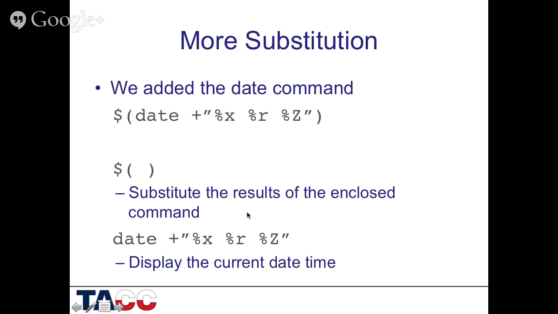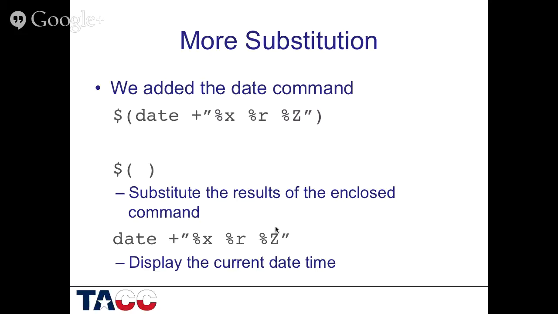We could do an ls of a directory. We could do anything that would produce some output. Maybe I wanted to cat a file, say, cat this file from my home directory. But in this case, we just did the date, and we did it a little differently this time. We did the month, day, year with AM or PM, and the time zone.